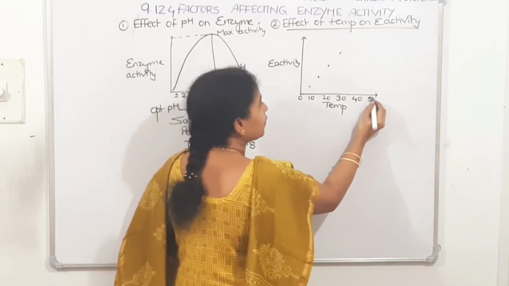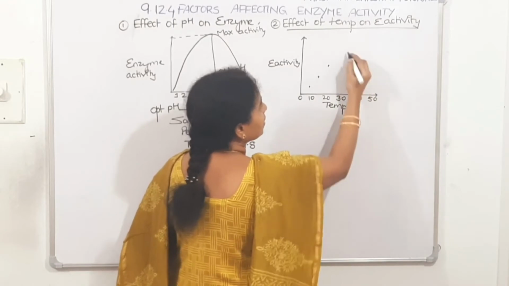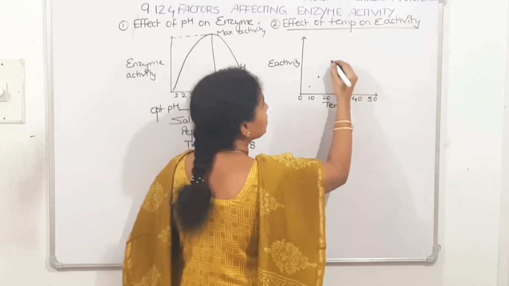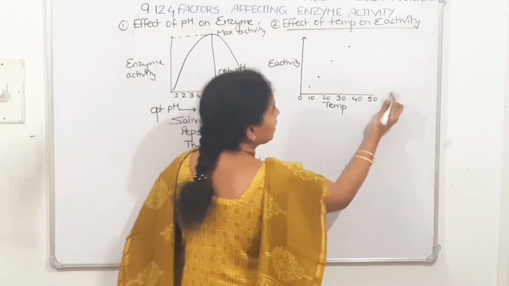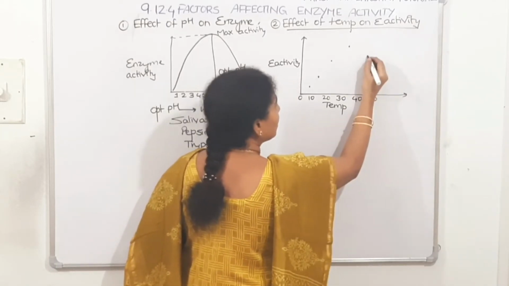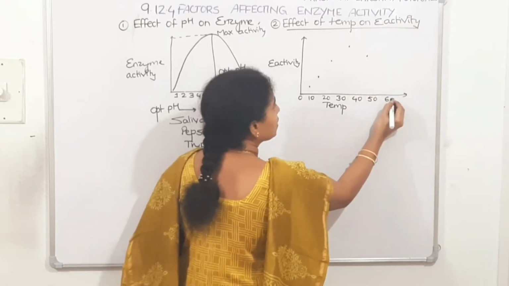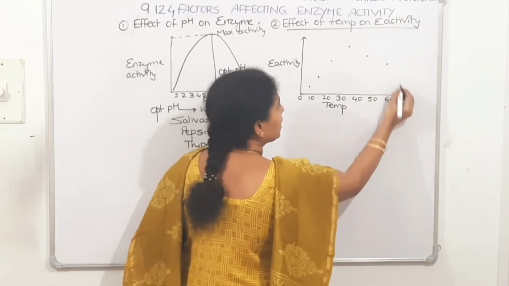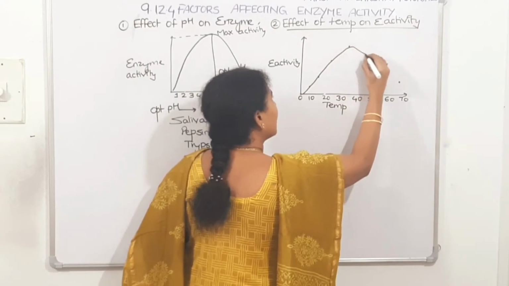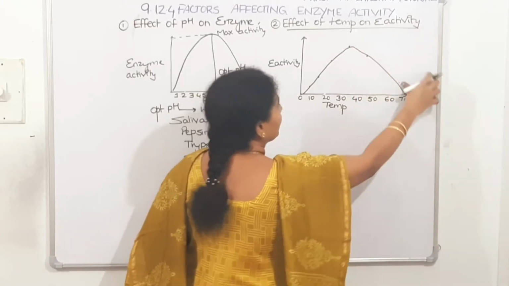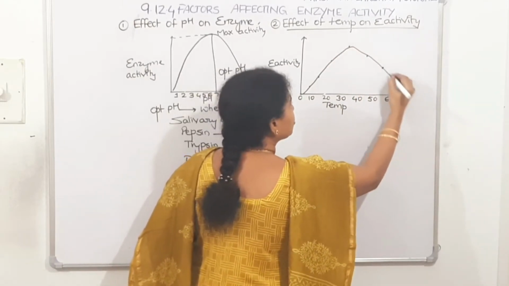Beyond 40 degrees, even if you raise from 40 to 50, the enzymatic activity becomes half. Now 40 to 50, I need to go here. 30 is here, 40 is here. After 40, if you increase the temperature to 50, it becomes half. 50 to 60, it becomes half. 60 to 70, it becomes half. When you join all these points, you will again get a bell-shaped graph.